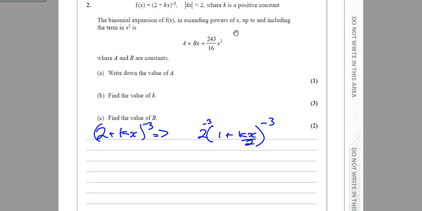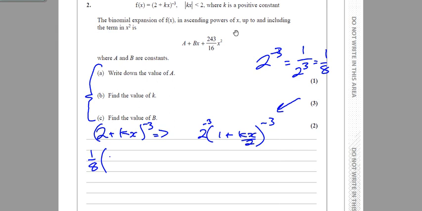Now 2 to the power of minus 3 equals 1 over 2 to the power of 3, which is 1 over 8. So we're going to write down 1/8. And we're going to do all 3 parts of the question all in one go. So it's going to be 1/8, and then we do the expansion for this.